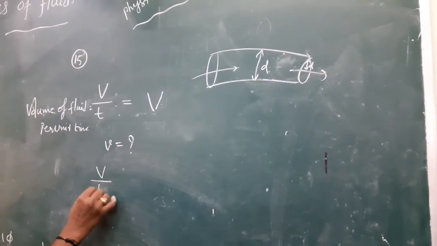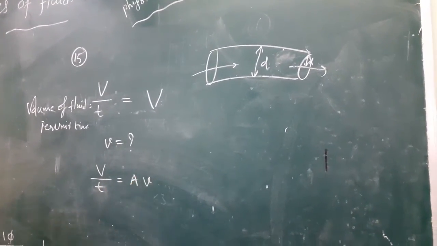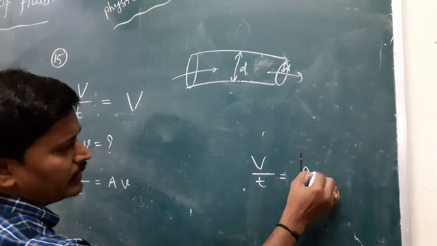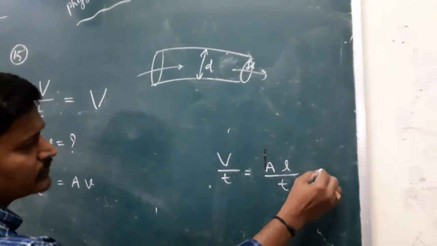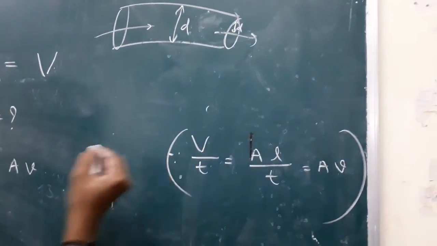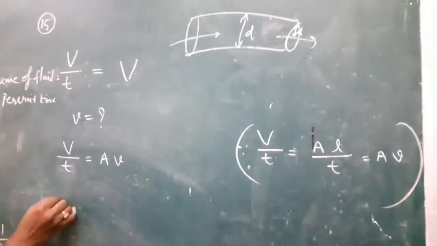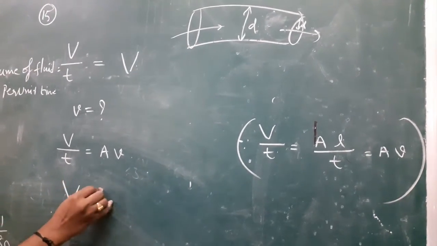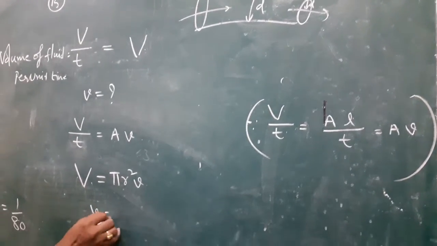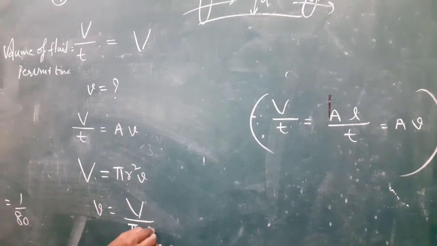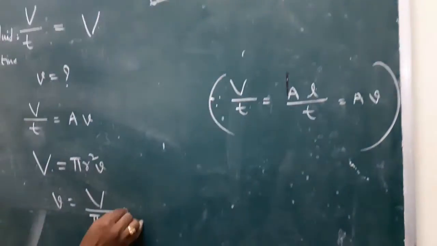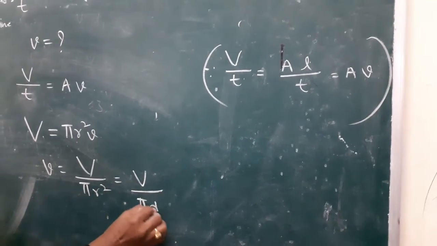Therefore V by T is equal to A into v. The volume of fluid flowing per unit time is equal to area into length of the tube divided by time, and length by time is nothing but velocity. So this is the formula: V by T equals A times v, where A is pi R square, so v is equal to V divided by pi R square. Here the radius is half the diameter, so v is V divided by pi into d square.